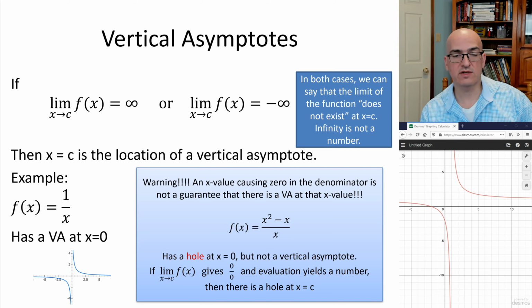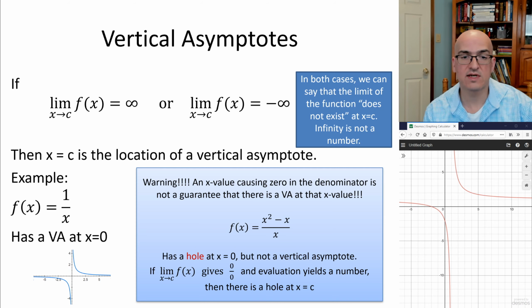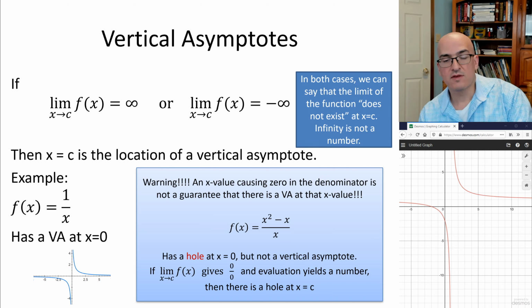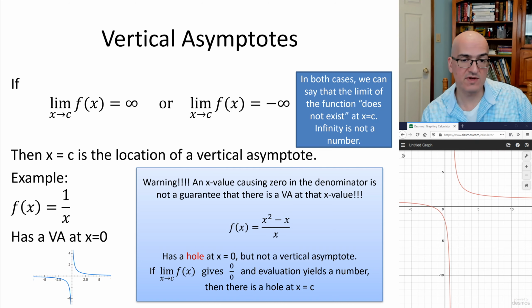In the blue box here, x squared minus x all divided by x, that function, the denominator is 0 when x is 0, but that's not the location of a vertical asymptote. It's actually the location of a hole. If you common factor an x on top, the x on the bottom, cancel them, you get x minus 1 on top. Limit as x approaches 0 of that is negative 1, which is not infinity, and it's not minus infinity.